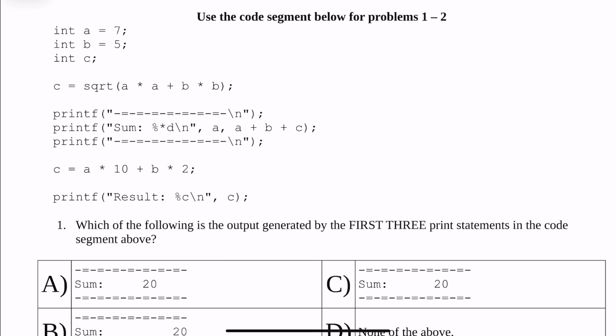We're going to print it with a variable width because of the asterisk. So the width is going to be a, and then we're going to print out the value of a plus b plus c. We'll update c and then print out that.